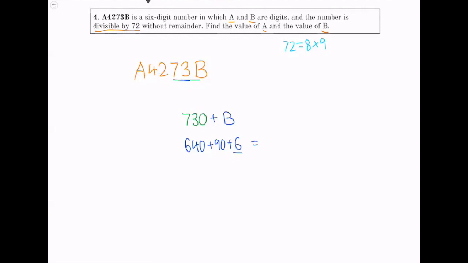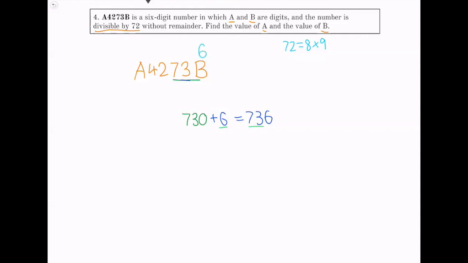So let me just explain that again. So b has to be 6, since 736 is a multiple of 8, right? It has to be a multiple of 8. This number is a multiple of 8. So that means b is 6.